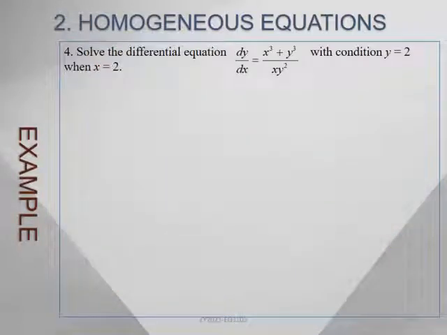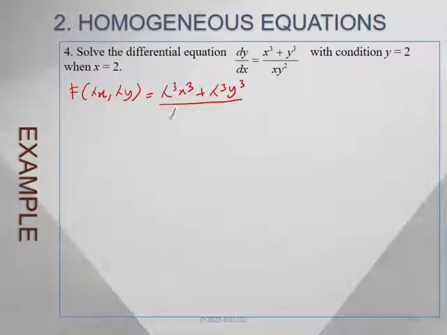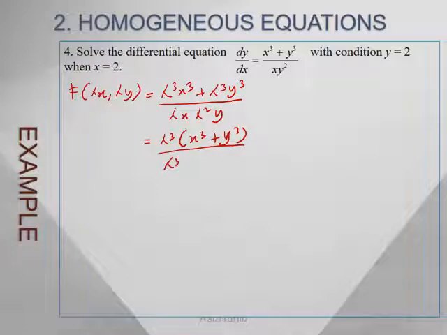Okay, last example. So as usual, you need to show this is a homogeneous equation. Okay, it's already in the general form here. So we need to prove that f of lambda x, lambda y is equal to f of x, y. So it will be lambda cubed x cubed plus lambda cubed y cubed divided by lambda x times lambda squared y squared. So it's actually lambda cubed times x cubed plus y cubed divided by lambda cubed x, y squared.